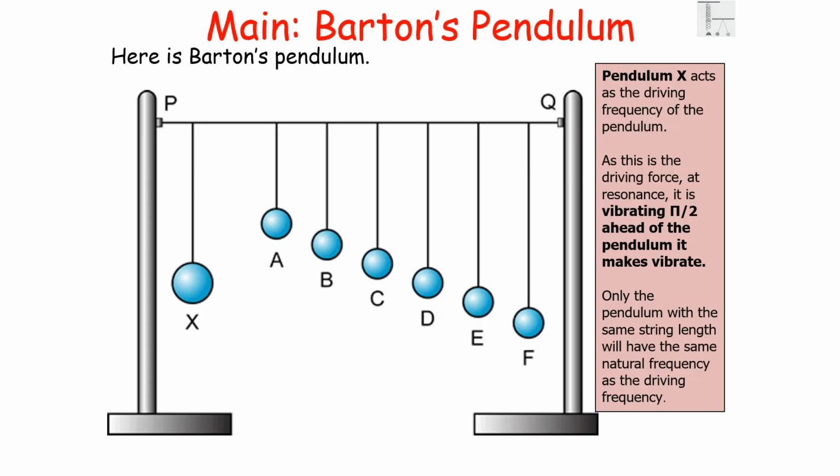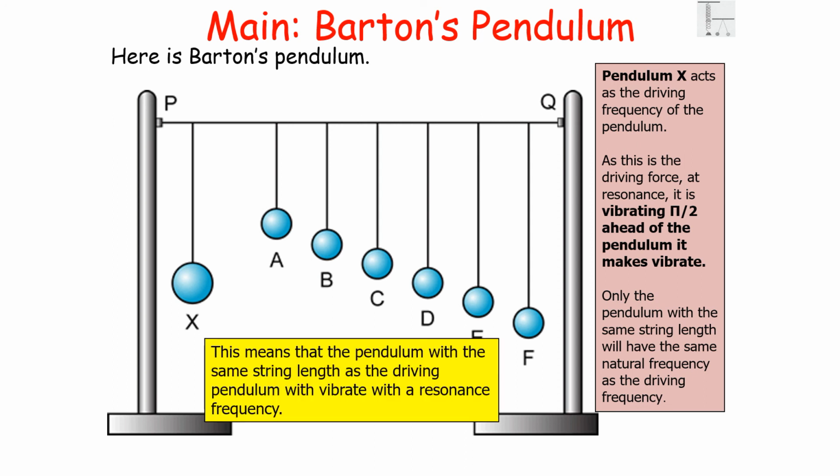So this is a setup of Barton's pendulum. Pendulum X acts as the driving pendulum of the system. As this is the driving force, at resonance it will be vibrating pi/2 radians ahead of the pendulums it's making it vibrate. Now only the pendulum with the same string length will have the same natural frequency as the driving frequency and undergo resonance.